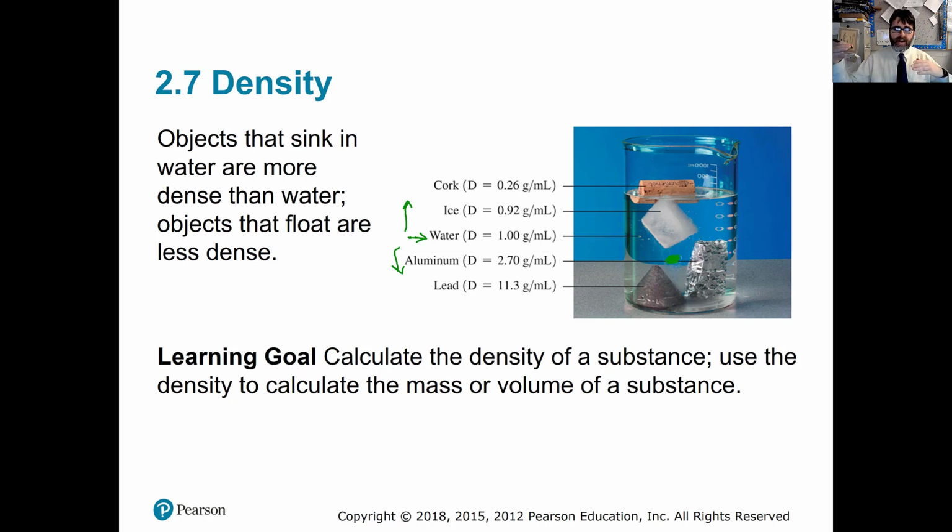That's actually how submarines and fish work. It's not that they have the same density, it's that as they take on what's called ballast, as they pull in or push out water, they can adjust the density that they have and then either float or sink that way.